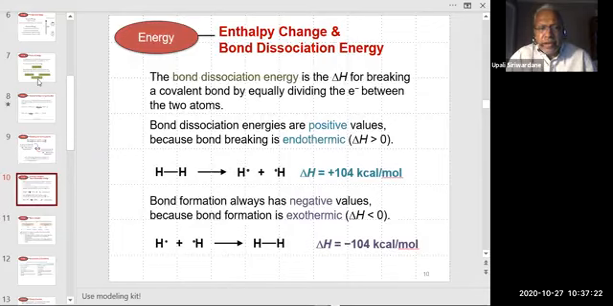The bond dissociation energy is the delta H for breaking a covalent bond equally, with the electrons split between the two atoms. So these radicals are formed, breaking the hydrogen-hydrogen bond. That requires 104 kcal per mole. So the same amount of energy is released. The enthalpy of reaction for bond making is exothermic. Delta H is equal to minus 104 kcal per mole.